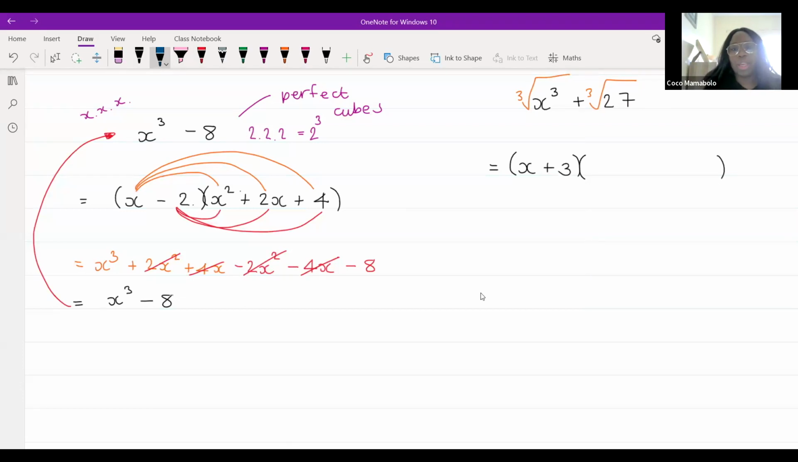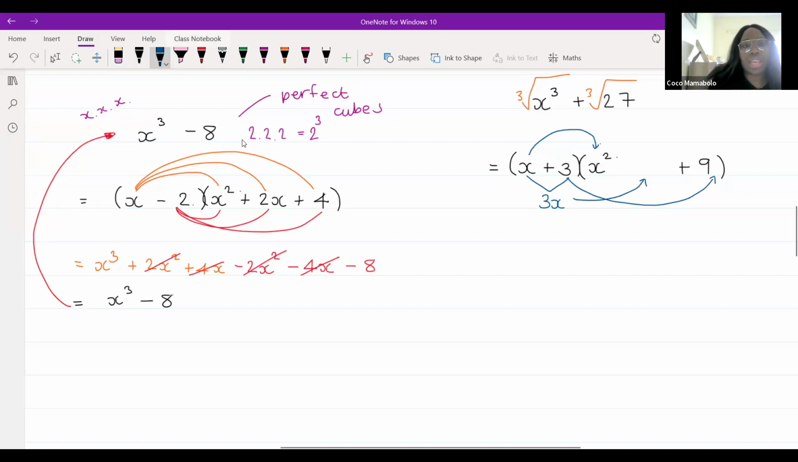My next step is to take x and square it, put it over here, so that's going to give me x squared. Then I go all the way to the end, take 3 and square it, and put it at the end. 3 squared gives me positive 9. Now for my middle term, I take x times 3, which gives me 3x. But when I put it into my bracket, I need the opposite sign, so that gives me negative 3x.